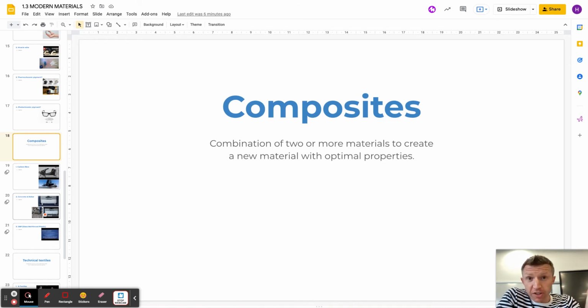Now, the definition of a composite is very different to an alloy. An alloy, for example, is two or more metals bonded together to make a new material. A composite is two or more different materials bonded together to create a new material which has optimal properties, or perfect properties, for its application. Let's have a look at some examples.